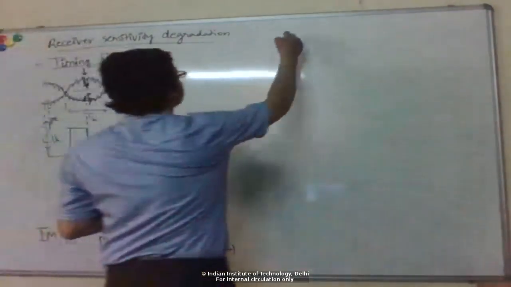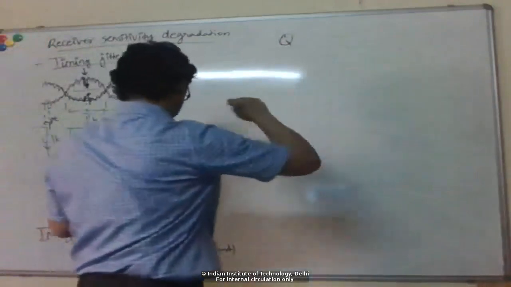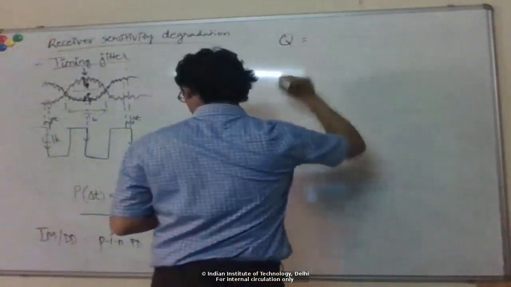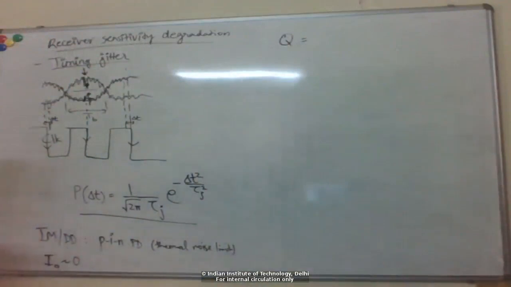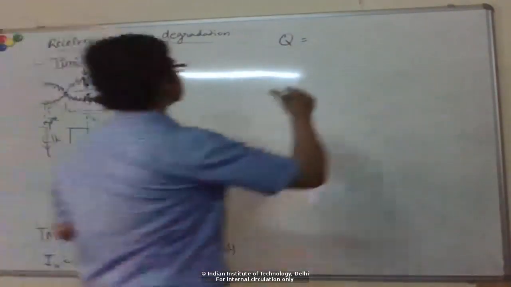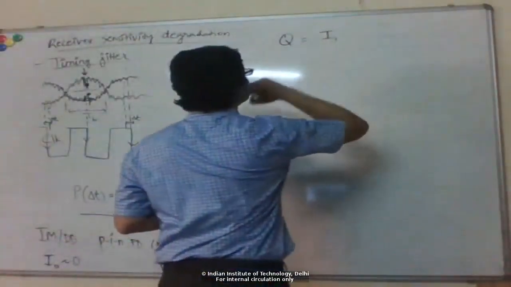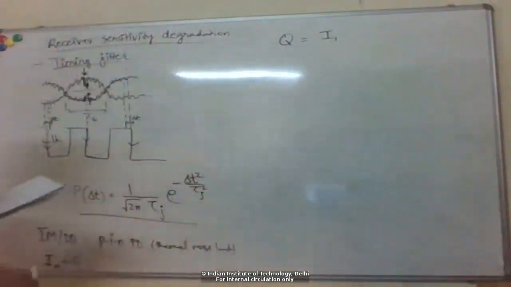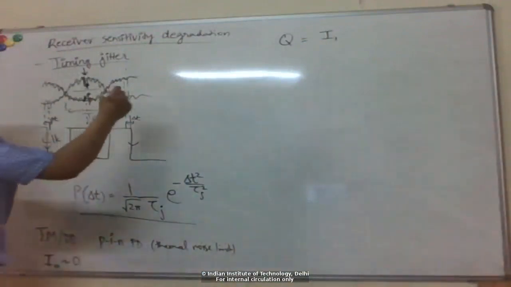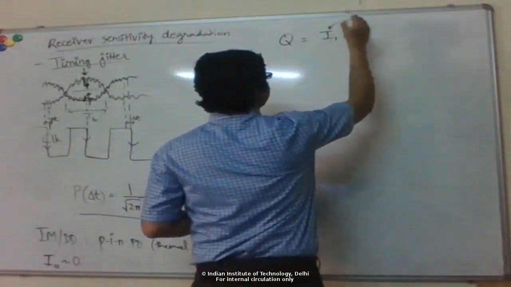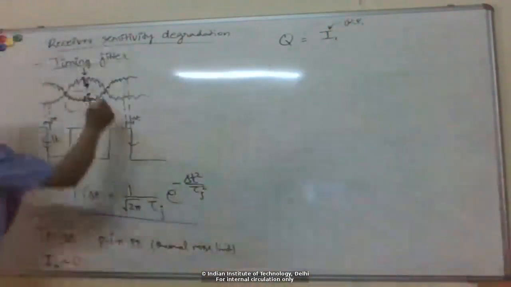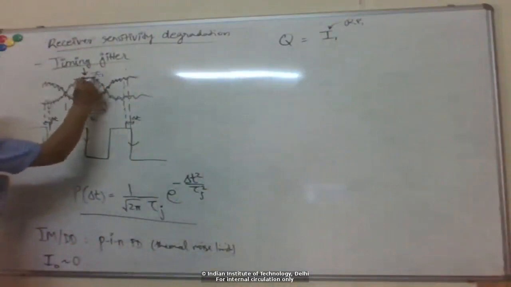So again, if we define these two parameters, IMDD again means that my bit 0 gives me 0 photocurrent on average. So in the numerator, I just have I1. I1 is the responsivity times the power in bit 1, P1.